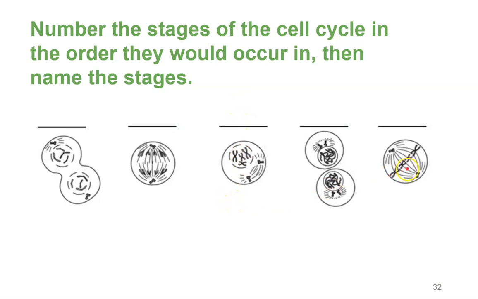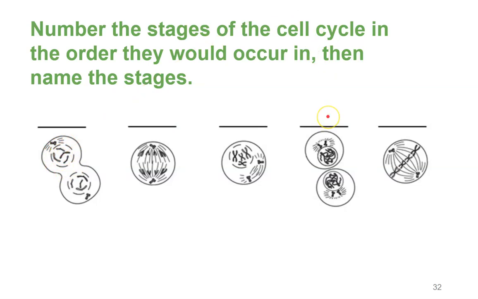The next one is this guy. So this is number 2, and this is metaphase. So you think metaphase middle. Number 3 is this one. So this is anaphase, as the chromosomes are separating, the chromatids are separating. Number 4 is this phase. This is telophase. The nuclear envelope is starting to reform.